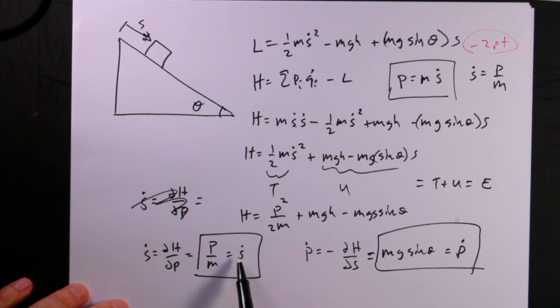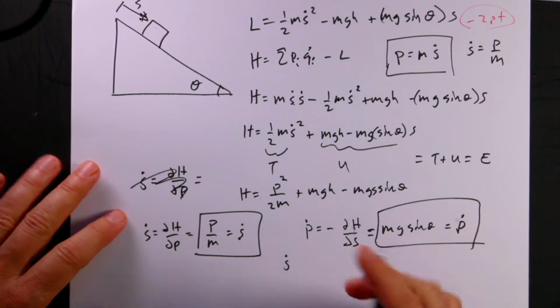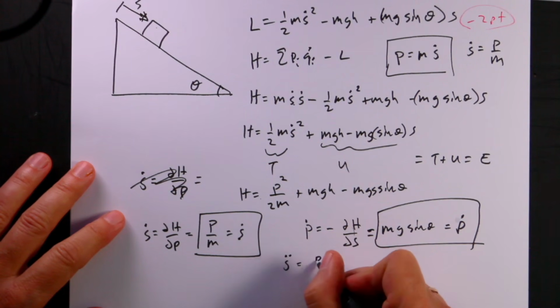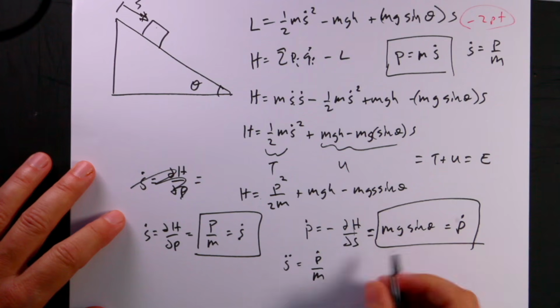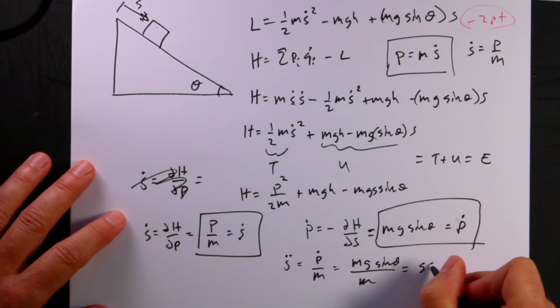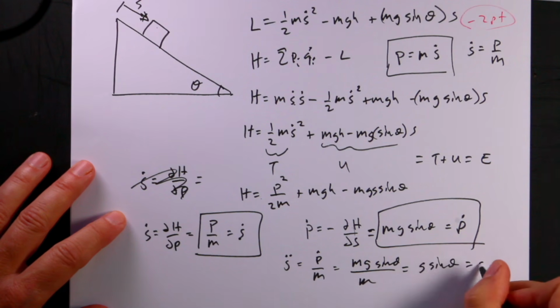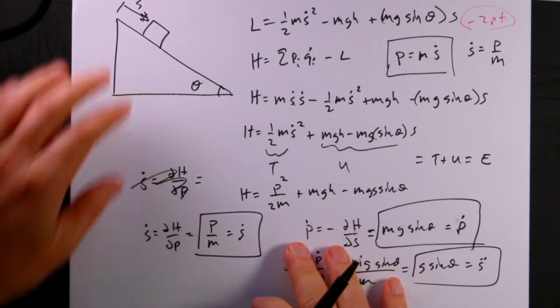But let's go ahead and solve for s double dot. So I'm going to take the derivative of both sides right here. I get s double dot, I'm running out of room. Never run out of room. s double dot equals p dot over m. And then I already know an expression for p dot right here. So this is going to be mg sine theta over m equals g sine theta equals s double dot. So I get the same thing. Okay, I get the same differential equation in all three cases. And so in this case, you can do it any way you want.